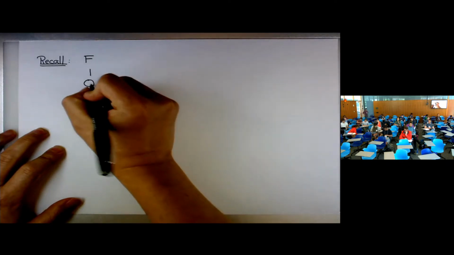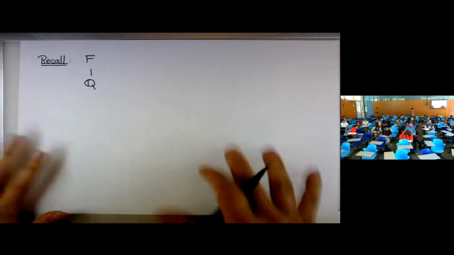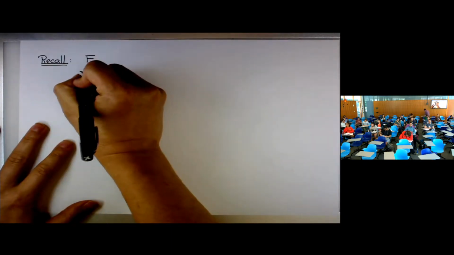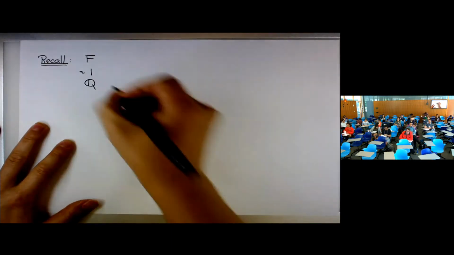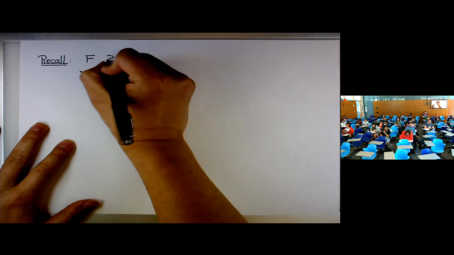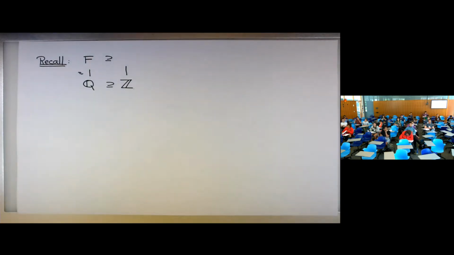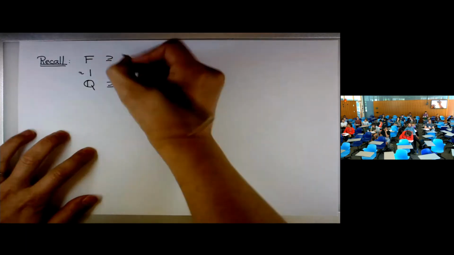I'll be working with a number field F, which is a finite extension field. The degree here is n. So the most important concept we introduced last time is the analog of the integers for a general number field. It's called the ring of integers, O_F.